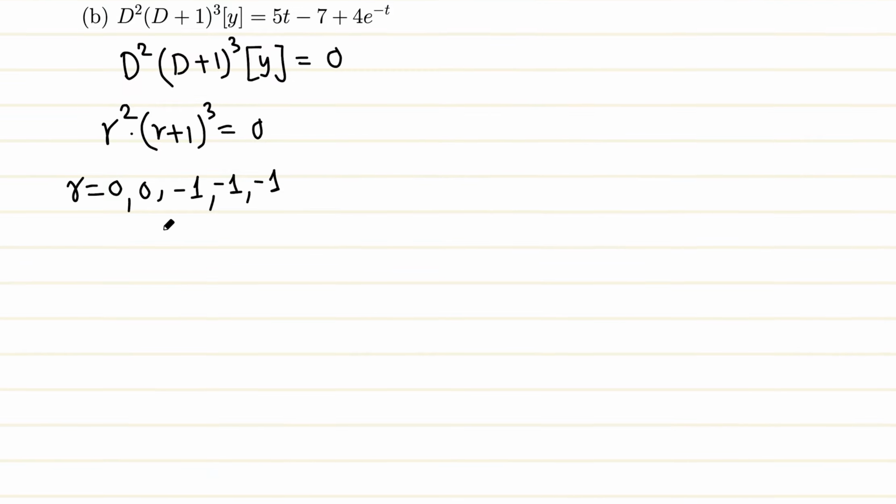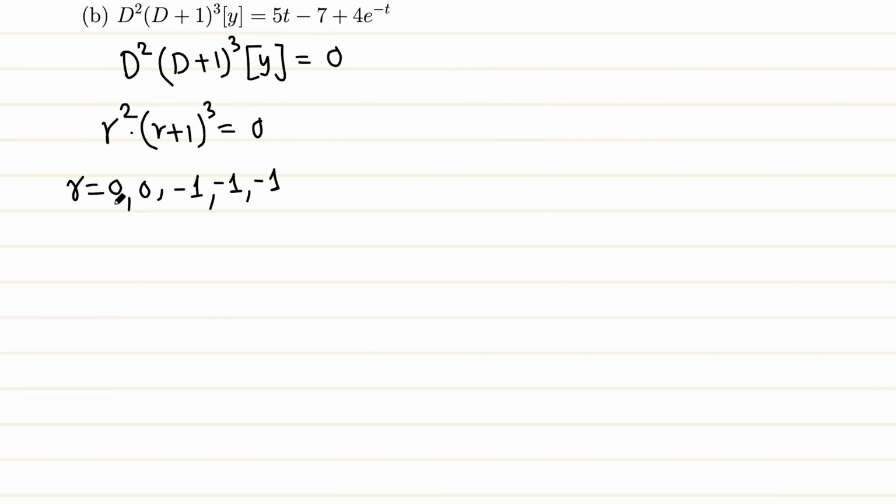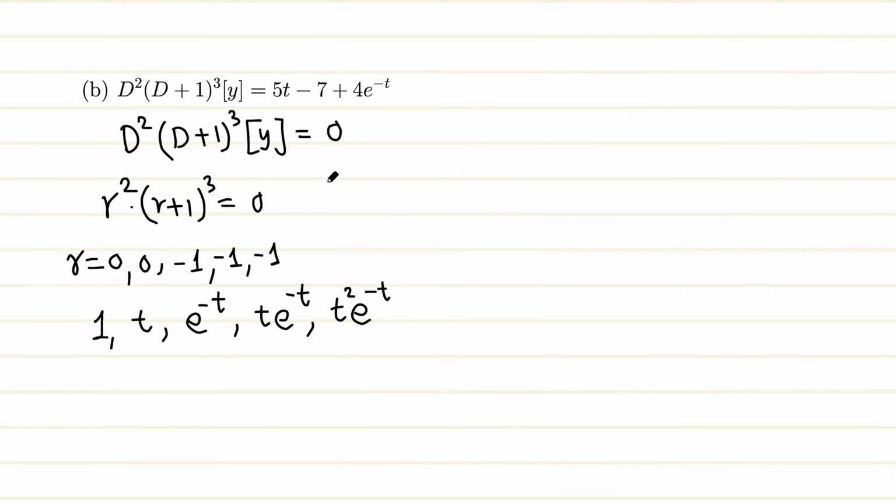Now, based on these roots, we have solutions e raised to 0t, which is 1. E raised to 0t again, but that's already there, so t times e raised to 0t, which is just t. E to the negative t, then again e to the negative t, but it's already here, so multiply by t. Then again, multiply by t, giving t squared e to the negative t. So we have 5 distinct solutions here.